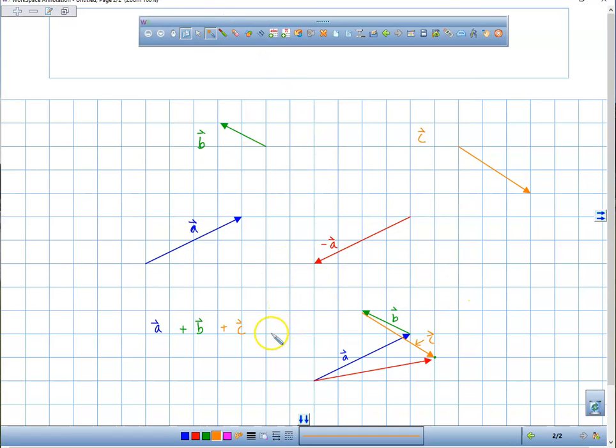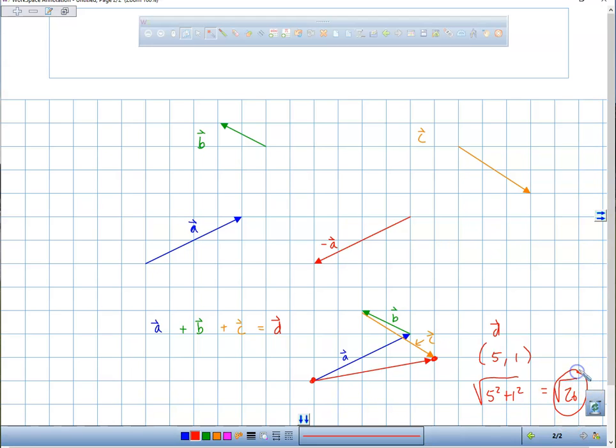So the magnitude of all of those added together: I start here, and where do I eventually end up? Right there. 1, 2, 3, 4, 5, 1. So if I wanted to, I could say a 5 and a 1 were the components of what vector? Vector D. And if I wanted to find the magnitude of that, I would take the square root of 5 squared plus 1 squared, which just gets you the square root of 26, if you just added them all together.